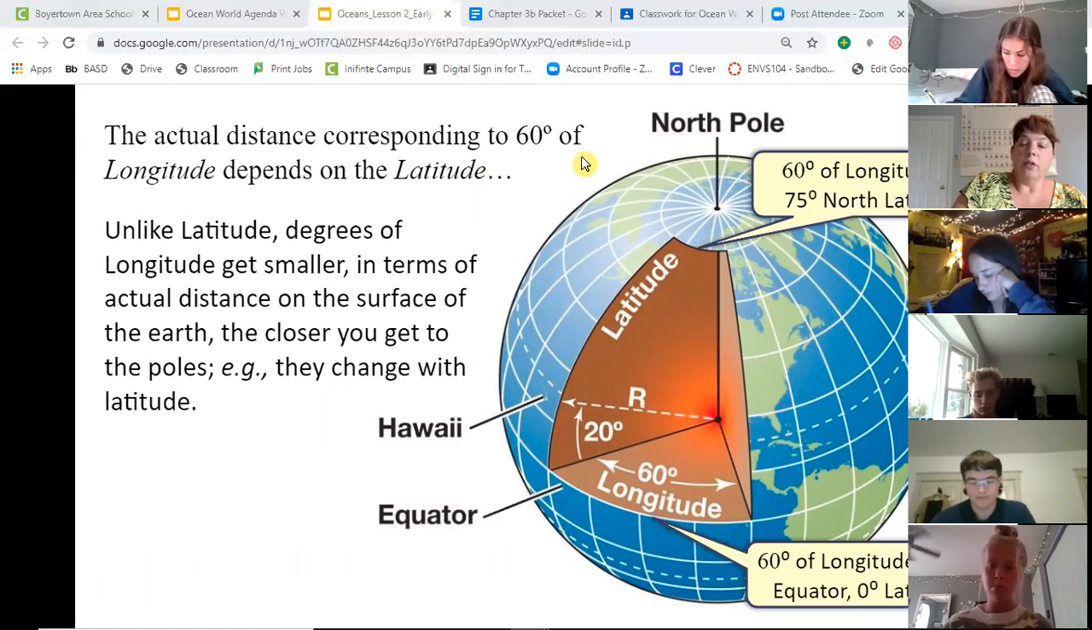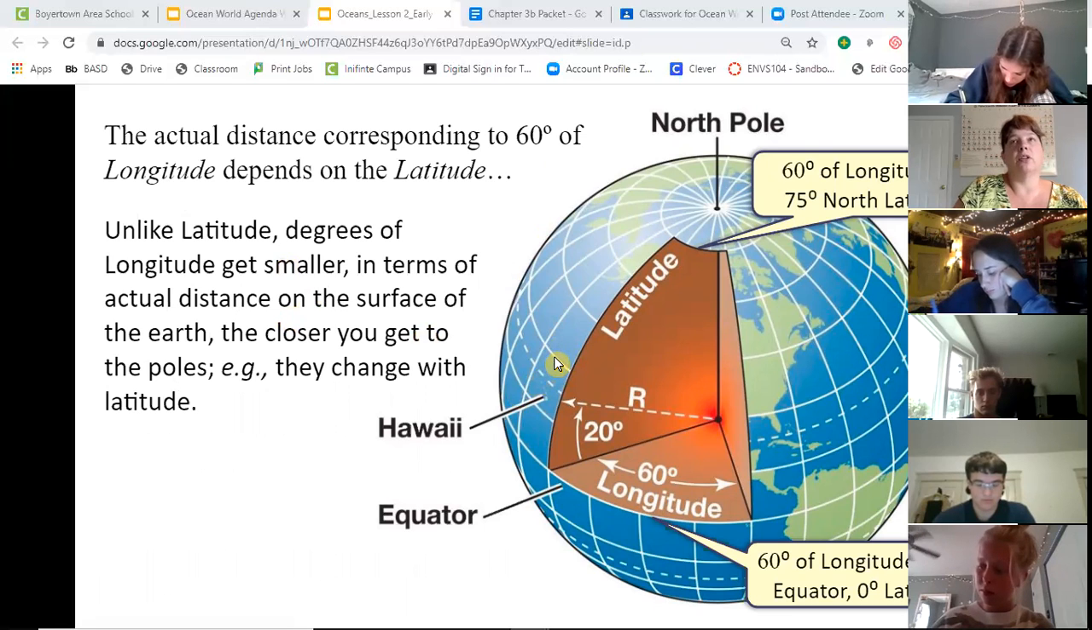All right, so another reason longitude's a little trickier is because even though latitude has a set distance, as a matter of fact, we'll talk about this soon, every degree of latitude is actually equal to 69 miles. You don't need to write that down yet, but we'll do it. So every degree of latitude has a certain distance associated with it, but longitude is different because it changes depending on where you are on the globe.